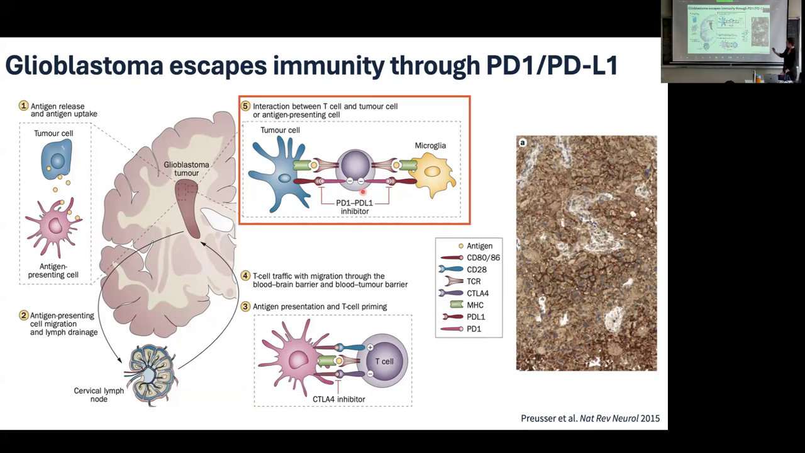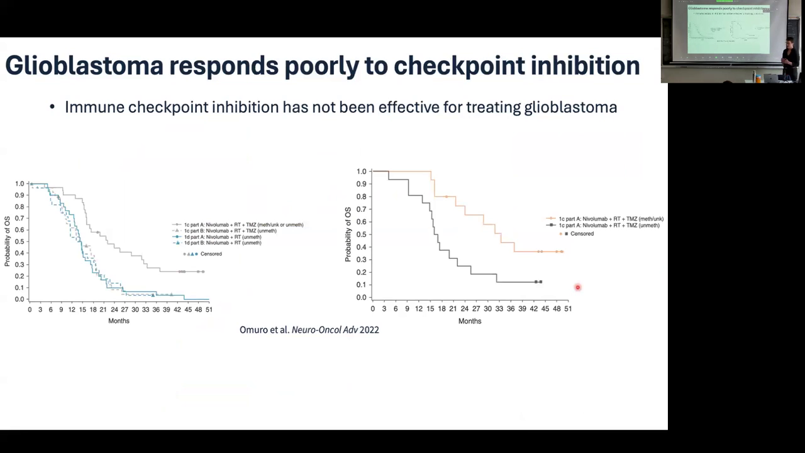There we go. You would think that they could work in glioblastomas because this is an IHC stain for PD-1 expression on glioblastomas, and you can see that the brown is the PD-1. Sorry, now I'm here. And there's a lot of PD-1 expression. However, trials of immune checkpoint inhibition in glioblastoma have not shown efficacy.